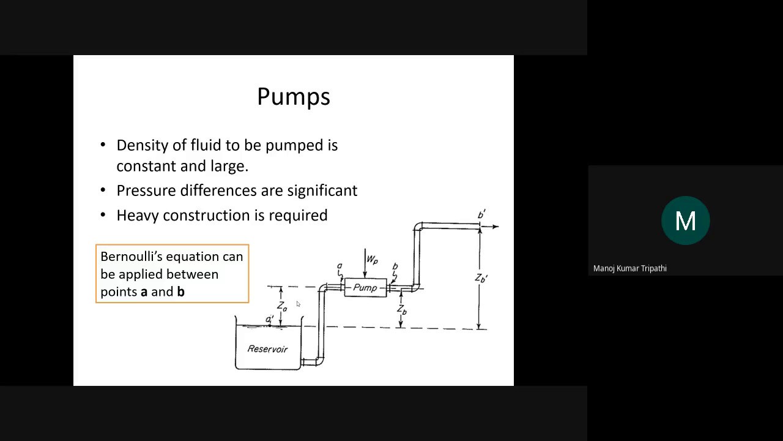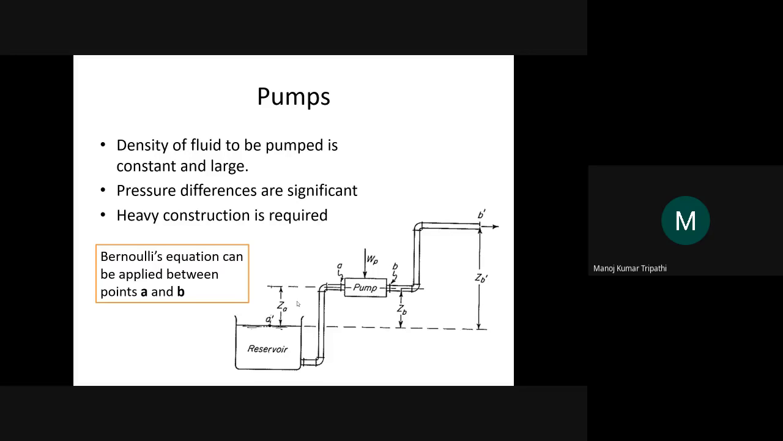Now coming to the pumps, hydraulic pumps. There can be pumps for gases or liquids. So we are talking about hydraulic pumps now, for liquids. The density of the fluid to be pumped is almost constant and it is large in the case of hydraulic pumps. Pressure differences are also significant. They may be more than 1 atmosphere, 2 atmospheres. And heavy construction is required for these devices.